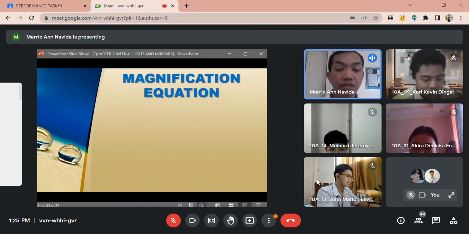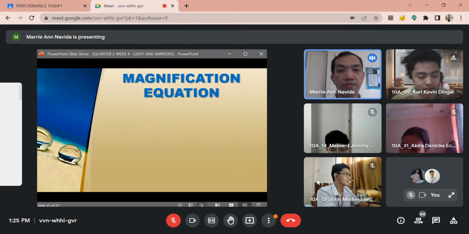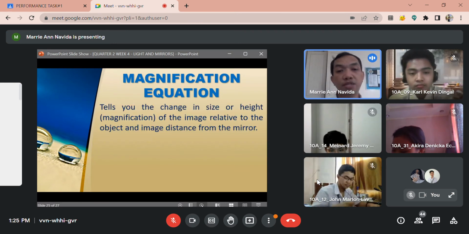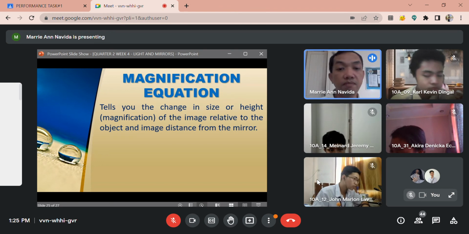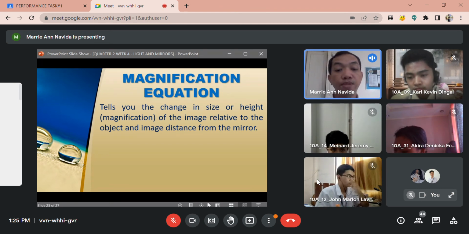Next, magnification equation. What is the magnification equation? So the magnification equation tells you the change in size or height of the image relative to the object, and the image distance from the mirror.